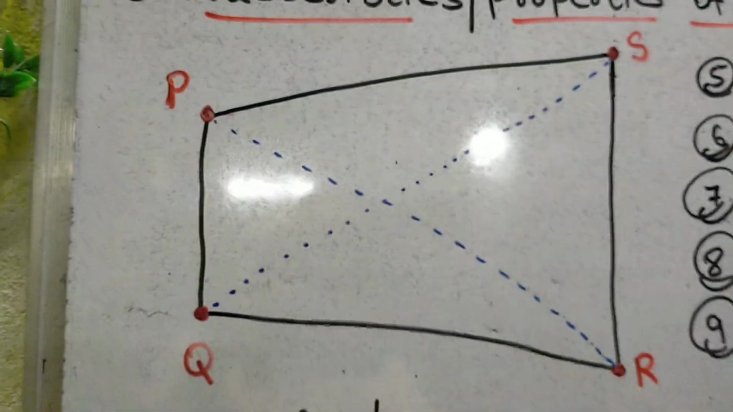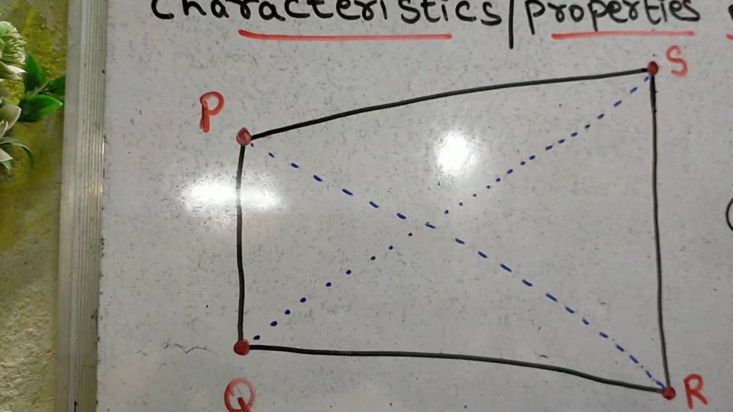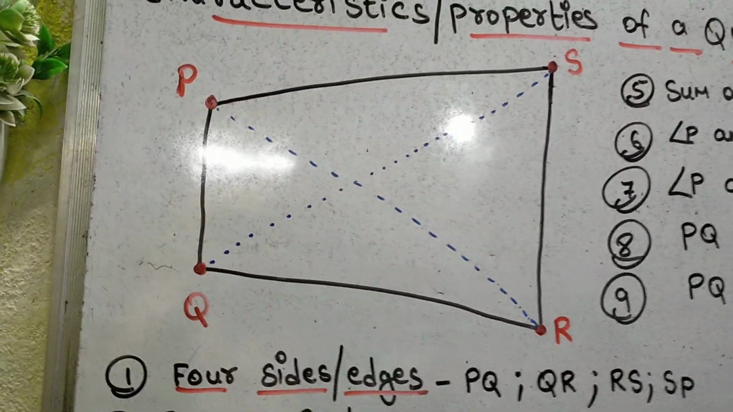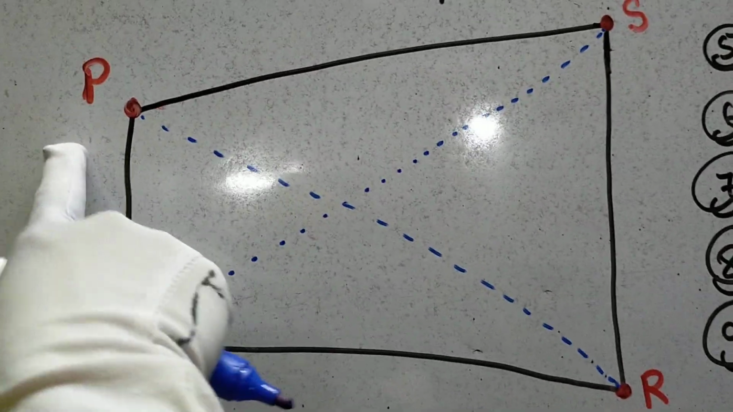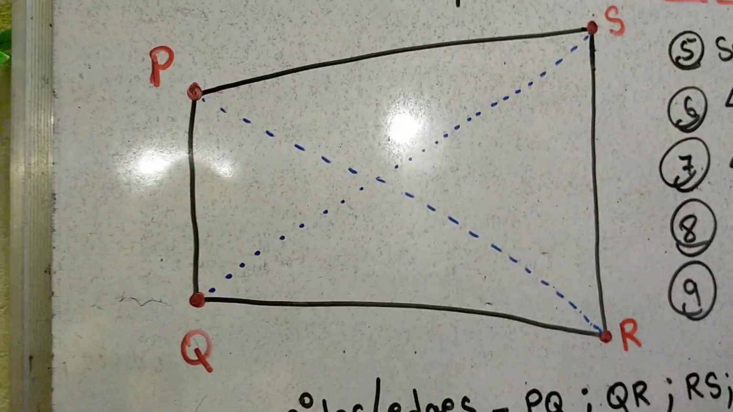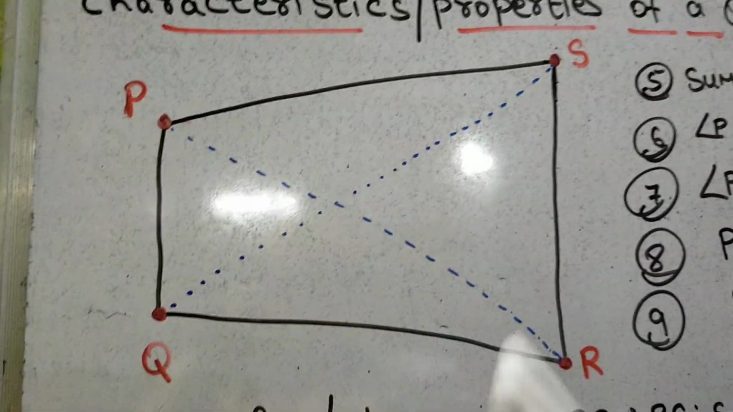Kids, this is a quadrilateral. For these points, you can give any name. You can give A, B, C, D, P, Q, R, S, X, Y, Z, whatever you wish. I have named the points P, Q, R, S. So this is a quadrilateral.